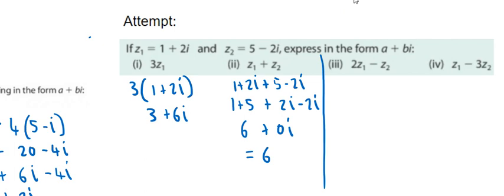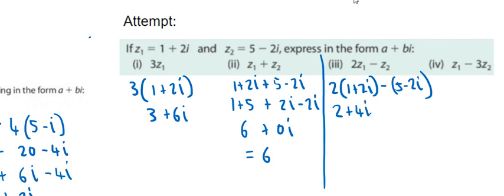Third one, we have to do 2z1 minus z2. So 2 multiplied by z1, z1 is 1 plus 2i. And then we have to take away z2, so z2 is 5 minus 2i. If we just multiply out the 2z1 part anyway, so 2 multiplied by 1 is 2, and 2 multiplied by 2i is 4i.